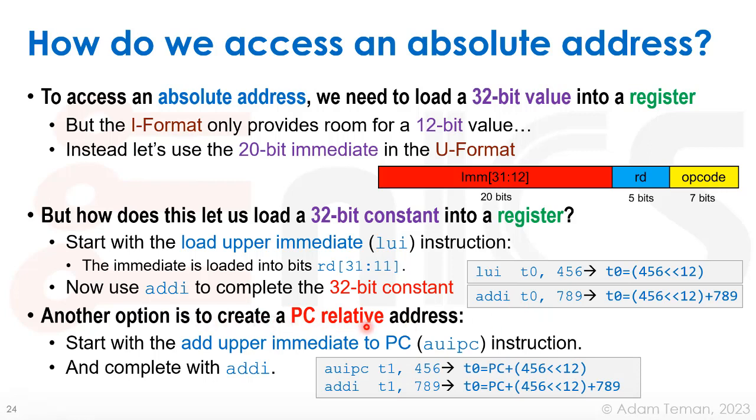Another option is to create a PC relative address. We can use a different command, which is add upper immediate to PC, or AUIPC, which does the same thing. It's going to take the program counter as a reference, but we don't need to tell in our instruction what the program counter is, because that is a hard-coded register that it's going to use. So it's going to use the program counter, add the displacement to it, shifted to the left, and then we can use ADDI to add the LSBs to that. That's going to be useful if we need PC relative addressing.